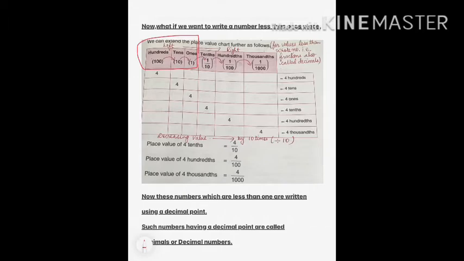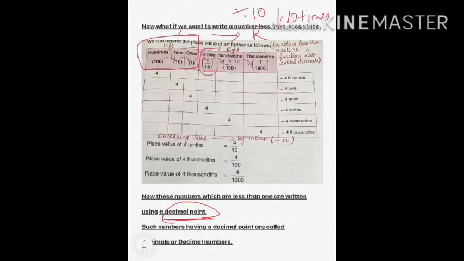Now what if I want a number less than the whole number? I want to put a fraction in this. Then I can do it by putting a decimal point here. After the decimal point, we'll continue with the same fundamental which we have learned, that as we are moving from left to right, the value is decreasing by 10 times. That is, we are dividing by 10. So here 1 is again divided by 10.